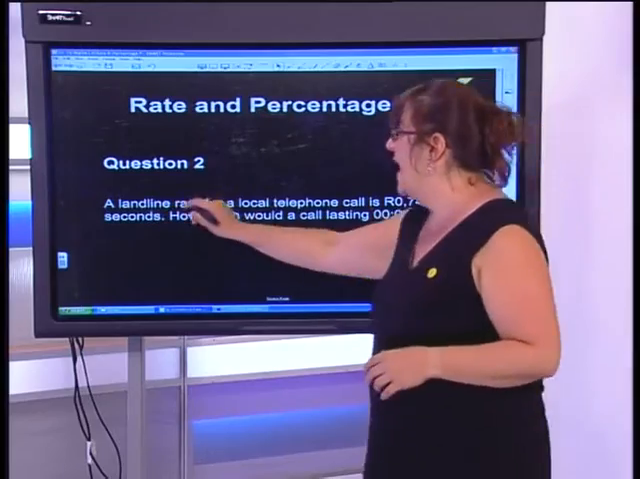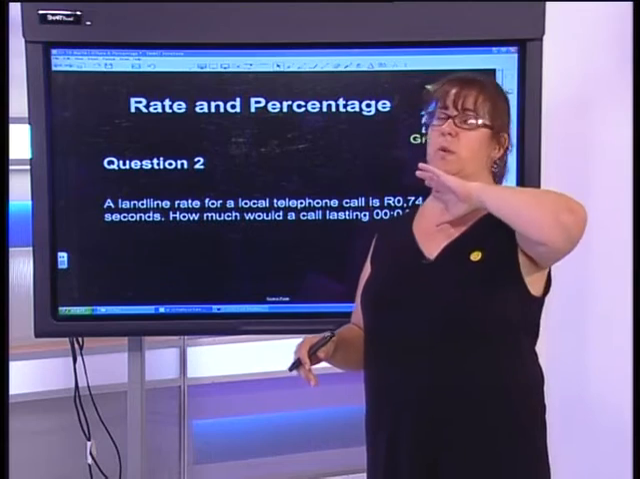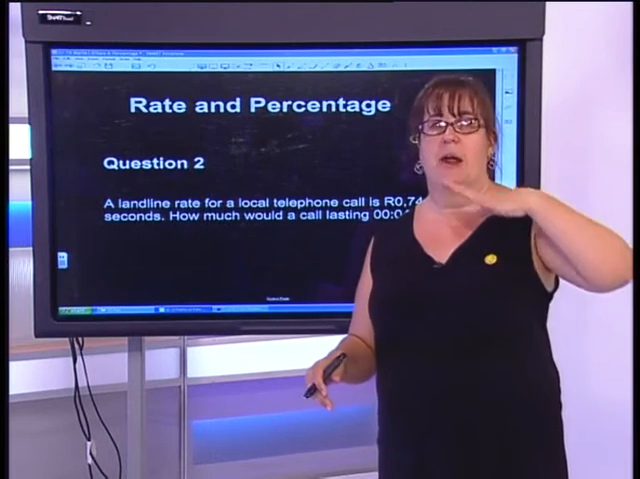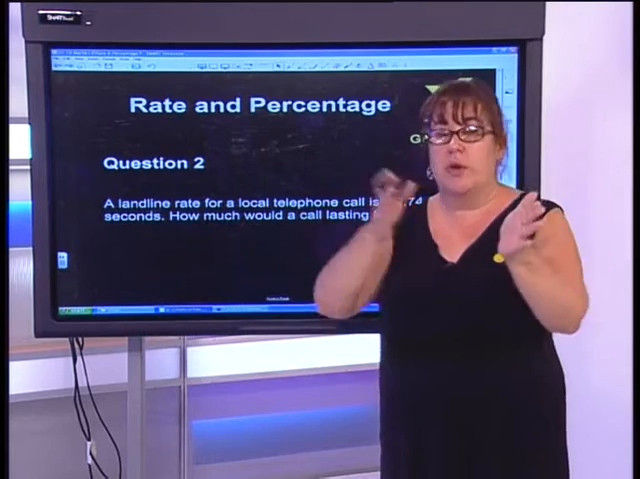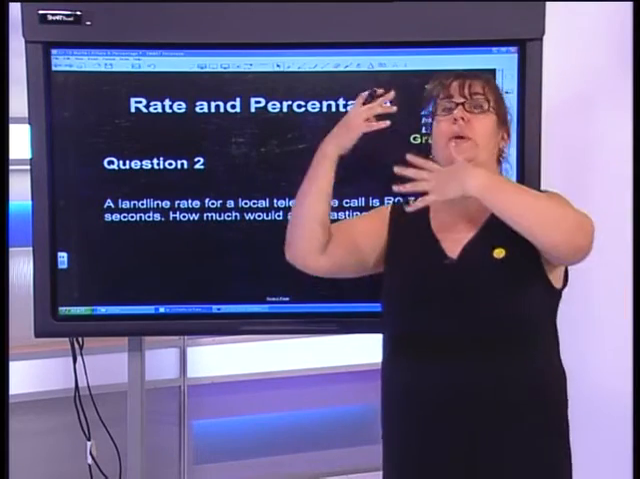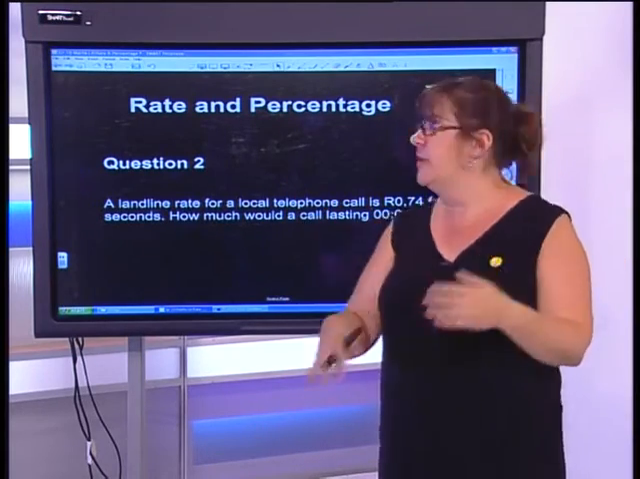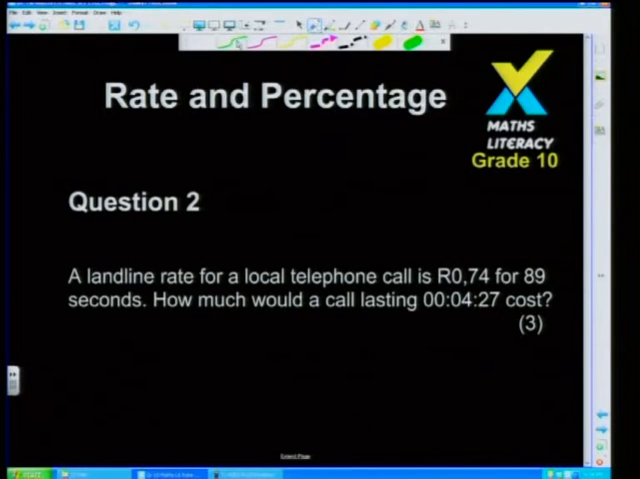I've now got a landline rate. This is something that we can all relate to. I know that my cell phone is always way too high, and the rate that I'm paying is way too much. What is the rate that I'm paying? I'm talking about how much it is costing me per minute or per second that I'm on the phone. So that's our rate. We're looking at a landline, and I was talking about my cell phone. So let's look at our landline.